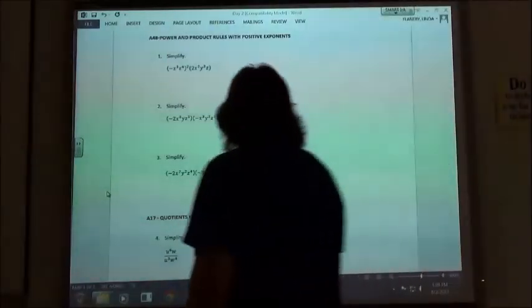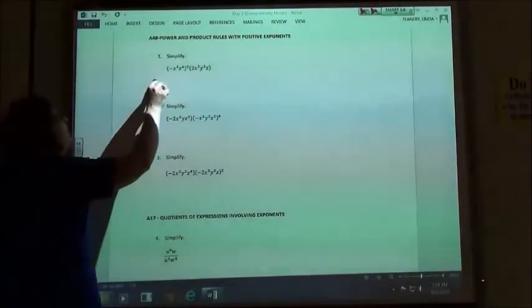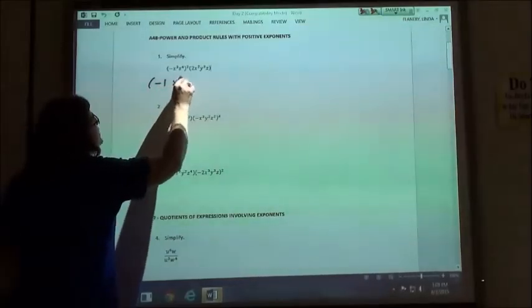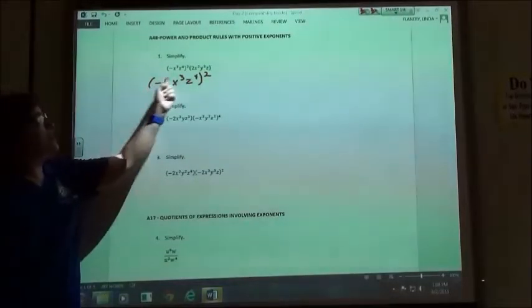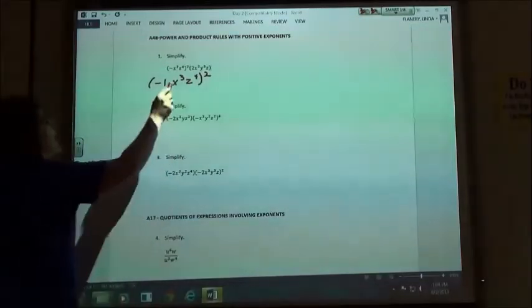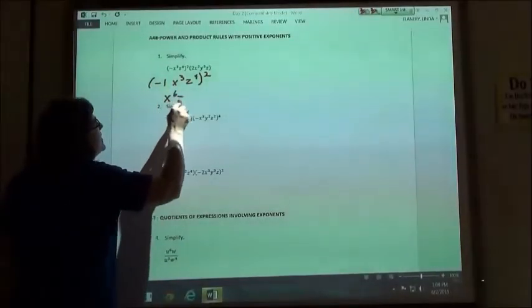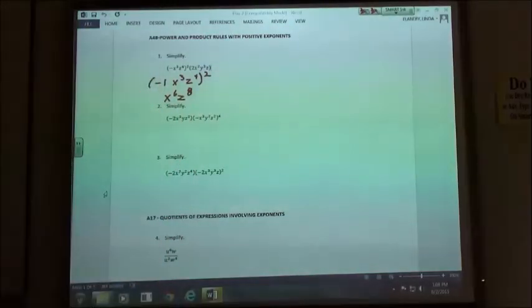All right, so the power and product rules with positive exponents. If we have an exponent on the outside of the parenthesis, we want to do that first. And you also want to keep in mind that that negative sign in front of that x is really a -1. So I'm going to write it like this: -1 x cubed z to the 4th, and I want to square that. So keeping in mind when I square a -1, negative times a negative, that becomes positive. Then I'm going to get x to the 6th and z to the, not 4th, 8th. Thinking ahead, better put that, because I have to multiply my exponents there.